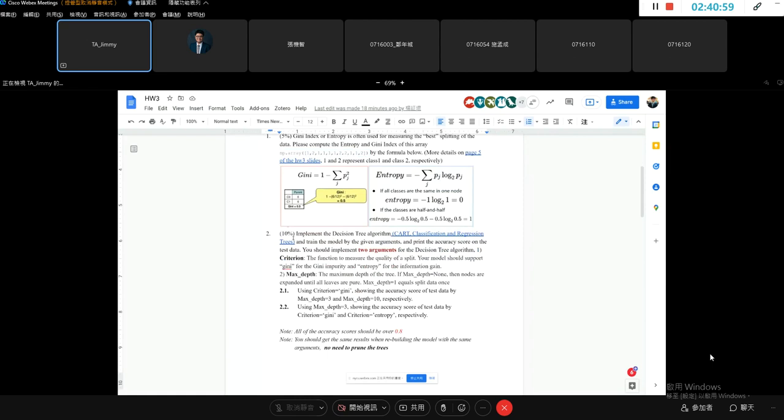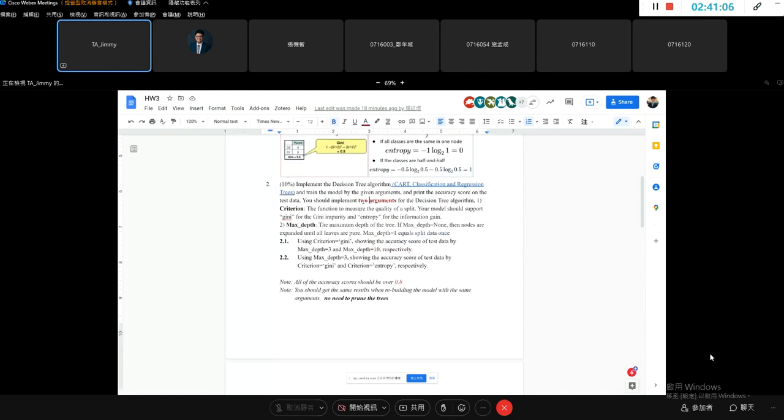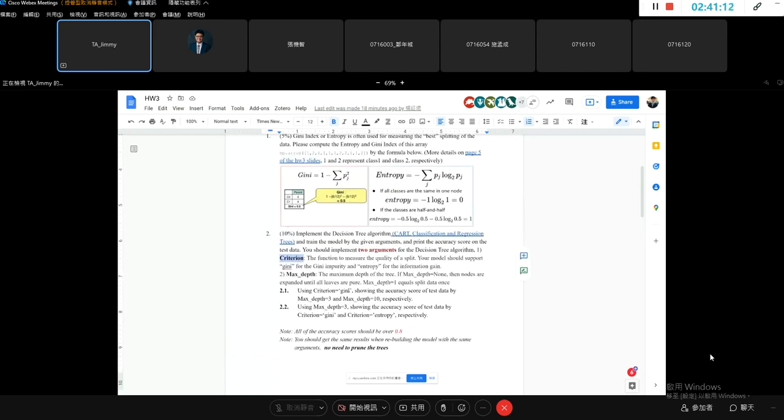And for the second question, you need to implement the decision tree algorithm. You can see this link for the details. You need to implement 2 arguments for this decision tree. The first one is the criterion. The criterion could be Gini or the entropy.